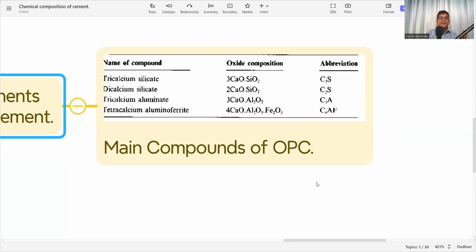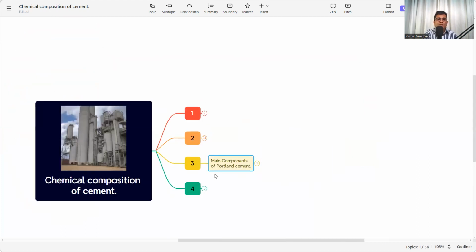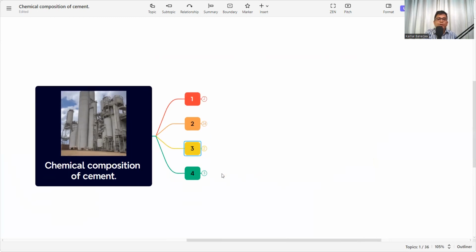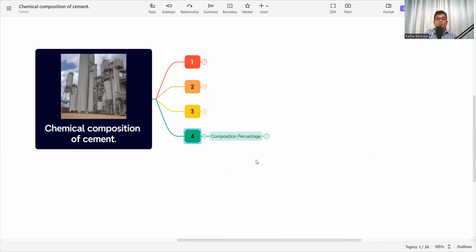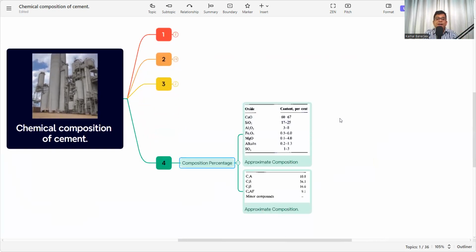And what is C3S? That means 3CaO·SiO2, known as tricalcium silicate. C2S is dicalcium silicate, C3A is tricalcium aluminate, and C4AF is tetracalcium aluminoferrite. So these are the main compounds. But what is the percentage in the mix? We also need to know the mix proportion, the percentage of these 4 compounds and of the oxides.